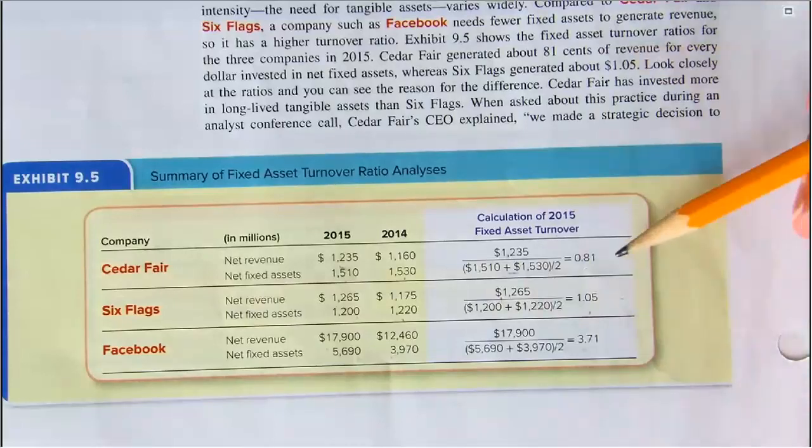Cedar Fair can generate 81 cents for every dollar invested in fixed assets, and Six Flags generates $1.05 for every dollar invested in fixed assets. So if you're an investor, this is one of the ratios you're going to take a look at to see how well management is using fixed assets to generate revenue.